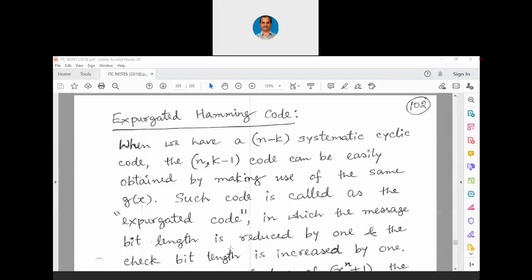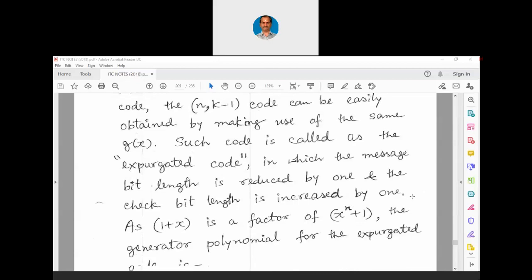Here the message bit length is reduced by 1 and the check bit length is increased by 1. Naturally, because we are going for (n, k minus 1) here, the check bit length has to be increased by 1, because n remains the same, right? N remains the same. Instead of (7,3), we have to go for (7,4). Now we can obtain that (7,4) code by using the same g of x. Then such a code is an expurgated code, where message bit length will be reduced by 1 and check bit length will be increased by 1.